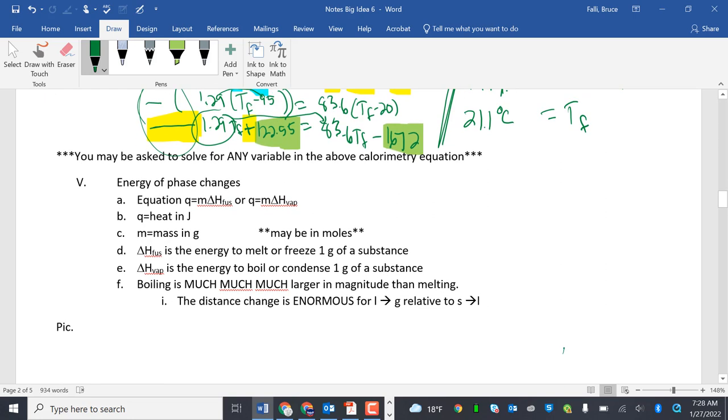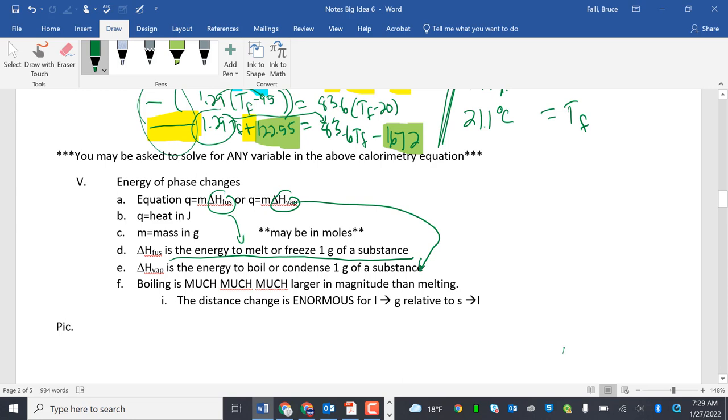All right. Energy phase changes. We got a little equation for that. Q equals M delta H fusion or M delta H vaporization. So fusion, what's that? It's the energy to melt or freeze 1 gram of a substance. Vaporization, what's that? It's the energy to boil or condense 1 gram of a substance.